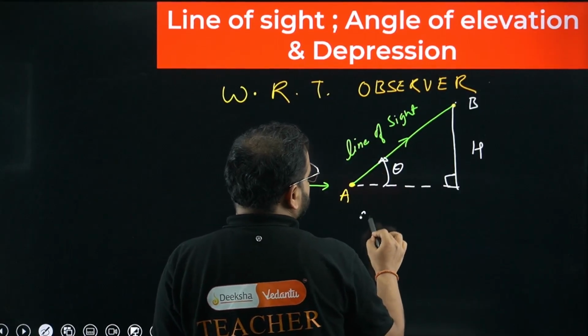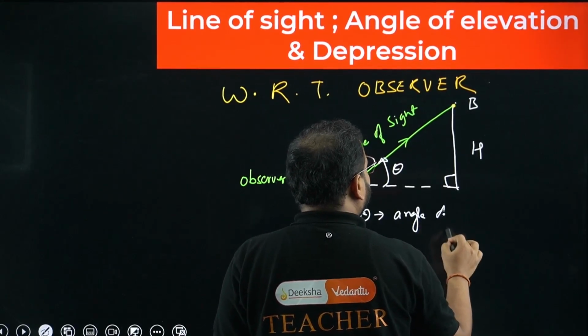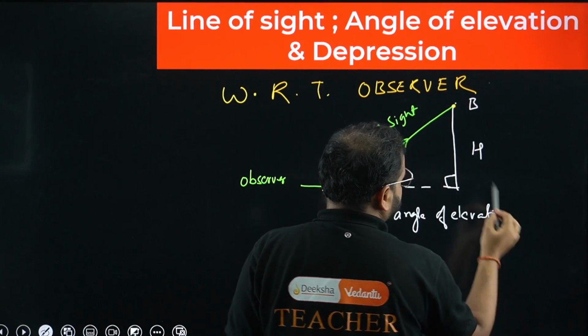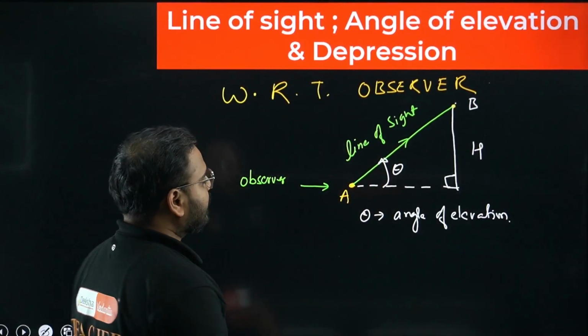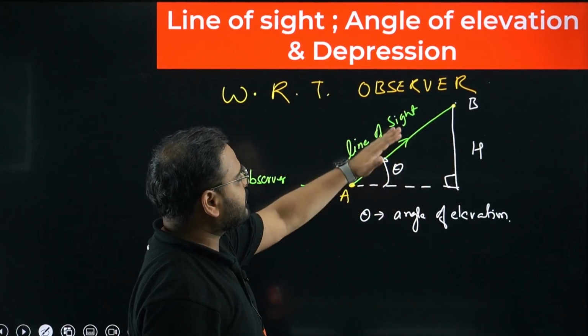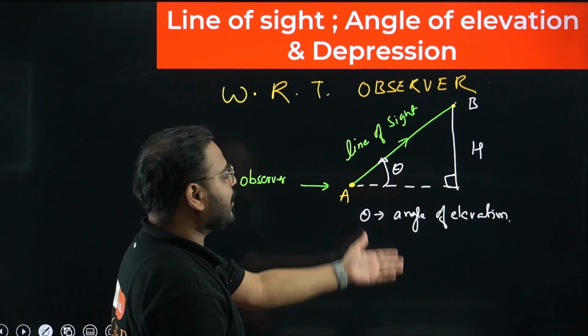What is theta called? Theta is called, very simply in this case, the angle of elevation. Why elevation, sir? Elevation of what? Of the line of sight. It means how much inclined the line of sight is with the neutral plane, the neutral line, which is theta. So theta is the angle of elevation.